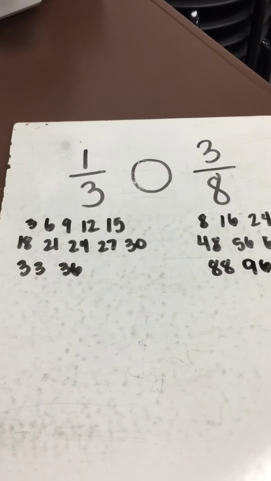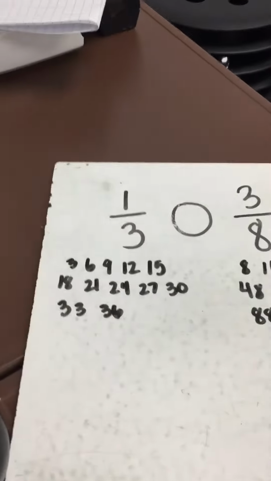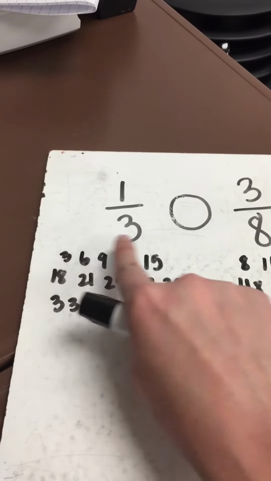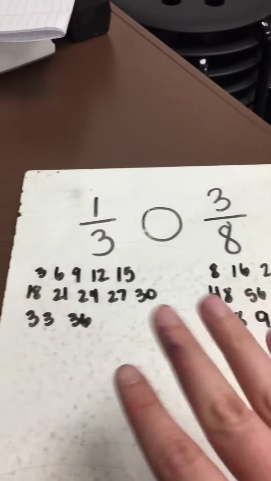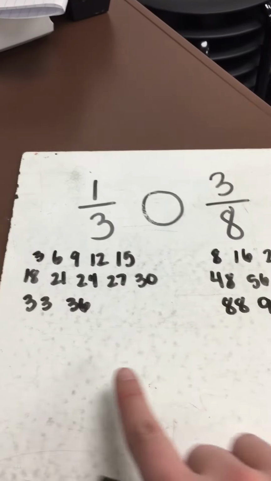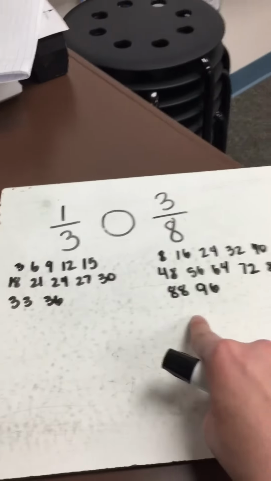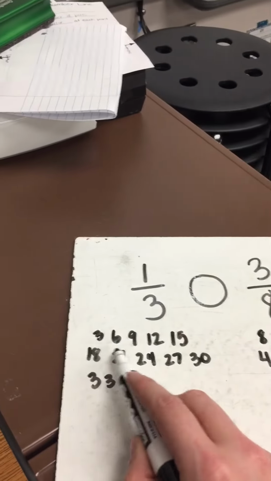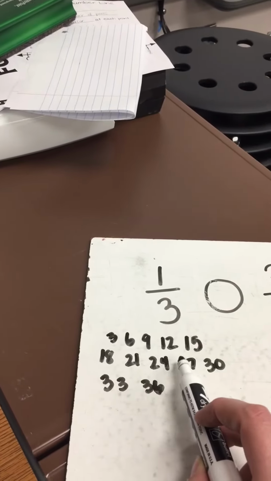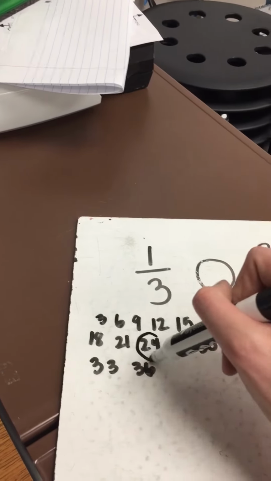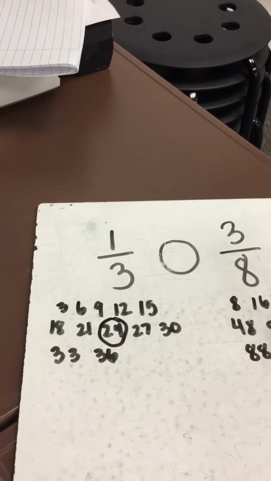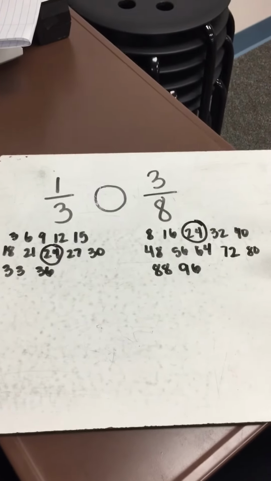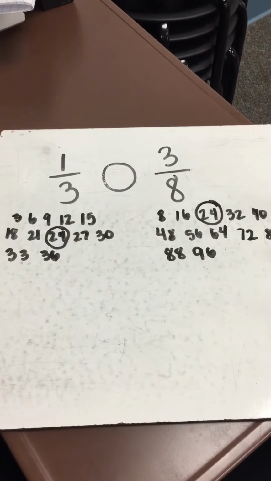Now what we're going to do is find the common factor. I'm looking for the same number in this group as over here. It doesn't matter which; there can be lots that have the same numbers in both, but I just need to find one. So let's see, 3, 6, 9, 12. Okay, I notice that 24 occurs in both of these. So that's the number I'm choosing.